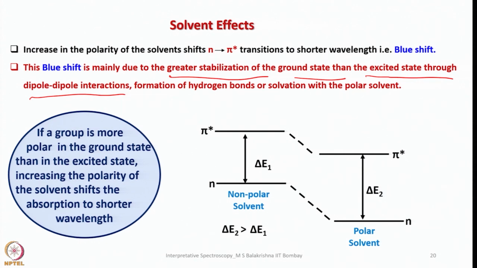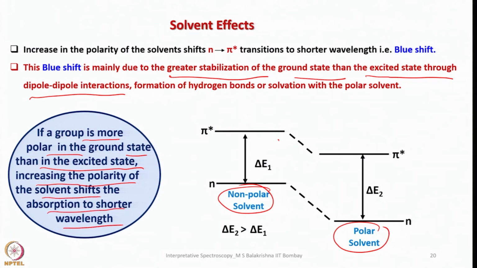As a result, what happens? The ground state will be dropped in energy more than the excited state, and hence the energy gap increases, the wavelength decreases and the energy required, in frequency, increases. So this is a typical polar solvent effect. For example, when you take a non-polar solvent, this is the situation; when you add a polar solvent, the ground state is more stabilized, it means it drops in energy. As a result, the n to pi star gap, the HOMO-LUMO gap, increases, and hence it shifts to the blue region. It's called blue shift. That means if a group is more polar in the ground state than in the excited state, increasing the polarity of the solvent shifts the absorption to shorter wavelength. So this we should remember.